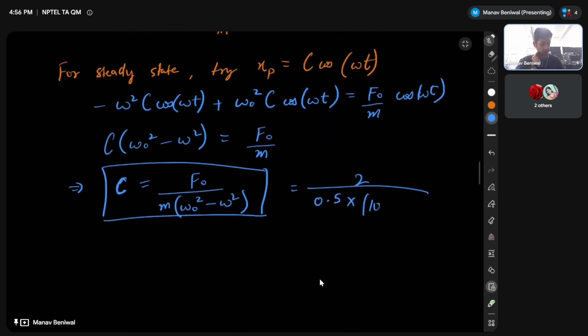So this becomes 10 squared minus 6 squared. So our C is then 2 over 0.5 into, this is 100 minus 36. This is 64. And 0.5 of 64 is 32. So this becomes 2 over 32, and we can write it as 1 over 16.